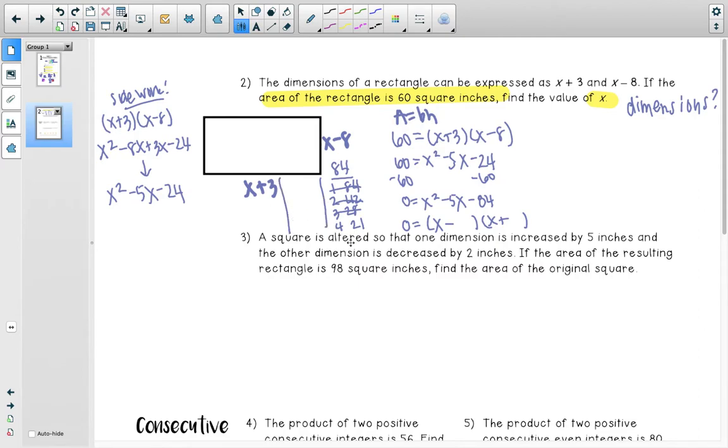84 divided by 5 is not a thing, so divided by 6, and you get 14. And if we do 14 minus 6, that's 8, so it's still not working. 84 divided by 7. Oh, that is a thing. And that's 12, and that is your answer. Remember, this is negative. The sign in front tells you the bigger factor. So the bigger factor is 12, so it's x minus 12 and x plus 7.